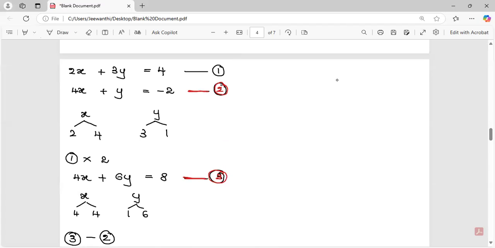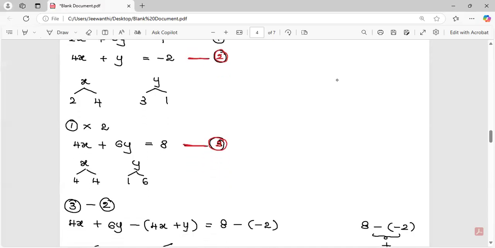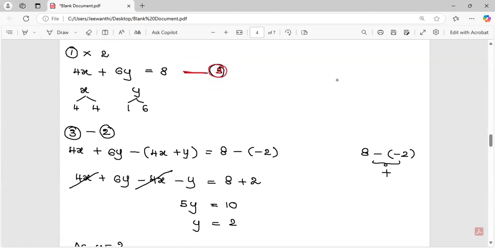Now my deal is between 2 and 3, and I ignore equation 1 for the time being. And then I look at the coefficient of x. It is positive 4, positive 4. When I have the same sign, I want to do the subtraction, right? So then I subtract and do the rest as usual.